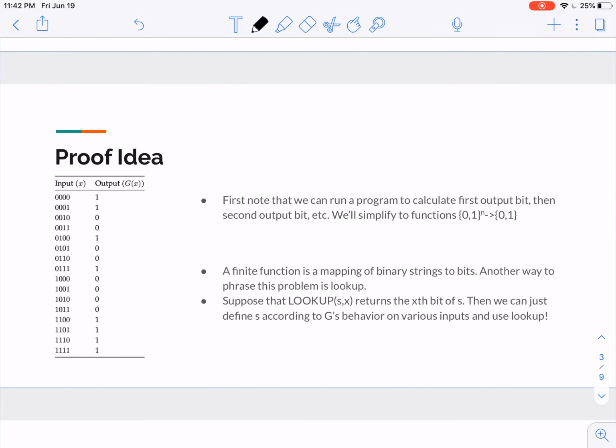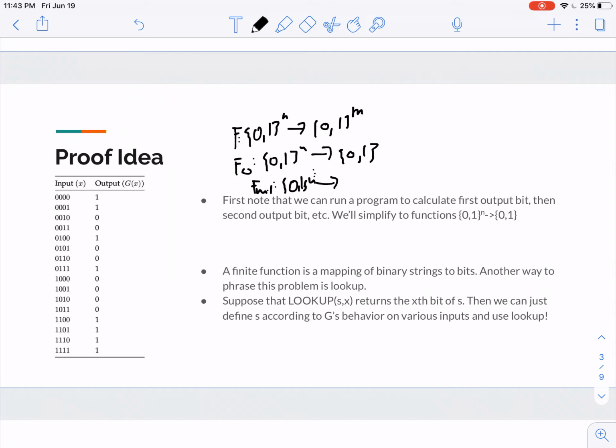Great. So let's talk about the proof idea. First, note that if you have some function f that maps from {0,1}^n to {0,1}^m, well, we can really just write that as f sub 0 that maps from {0,1}^n to just {0,1}. And you can have a bunch of these functions, and eventually you have f sub m minus 1, which maps from {0,1}^n to {0,1}.